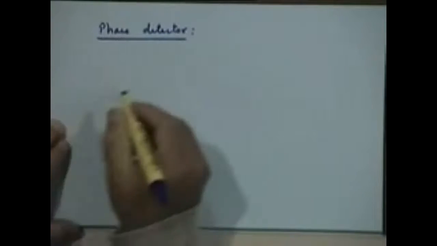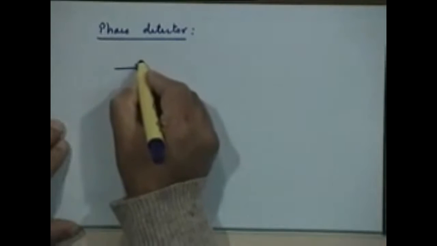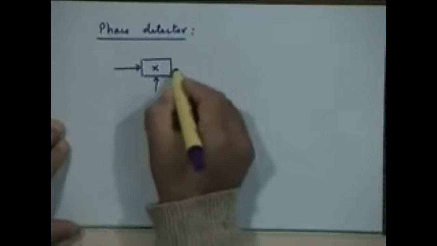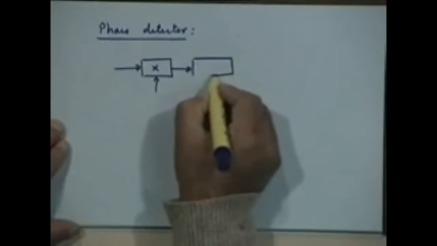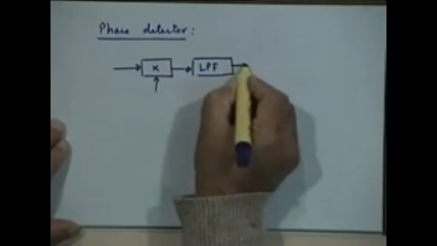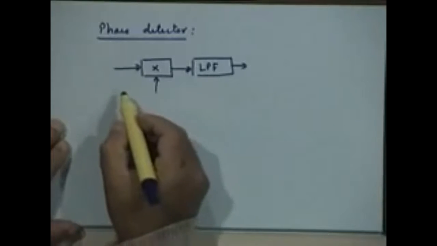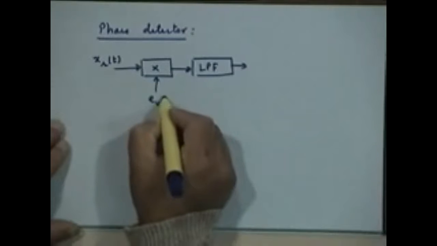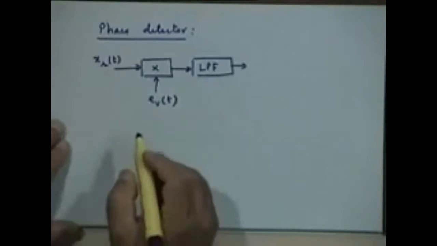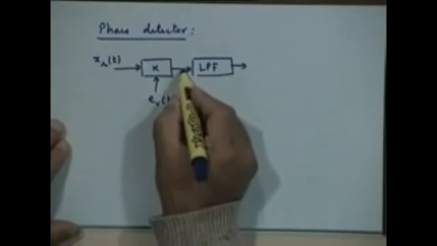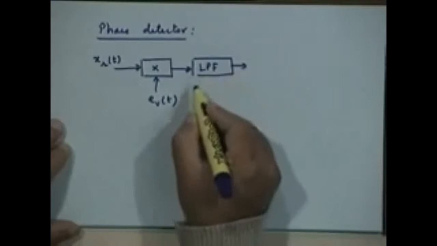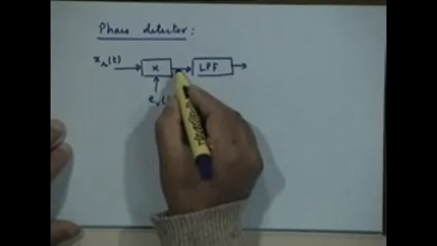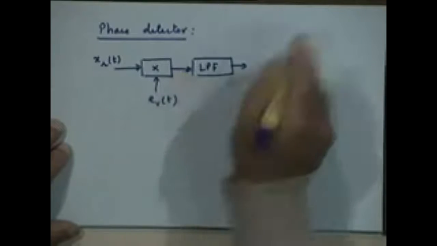There are many ways of realizing a phase detector, but one of the simplest ways is to simply have a multiplier followed by a low pass filter. So, for example, if your input here is x(t), and the input here is e_v(t), then the output, as you can see, will contain the sum frequency component as well as the difference frequency component.